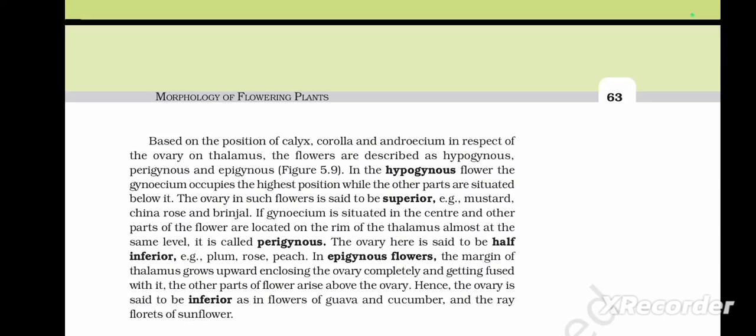Example, plum, rose, peach. In epigynous flowers, the margin of thalamus grows upwards, enclosing the ovary completely and getting fused with it. The other parts of the flower arise above the ovary. Hence, the ovary is said to be inferior, as in flowers of guava and cucumber and the ray florets of sunflower.